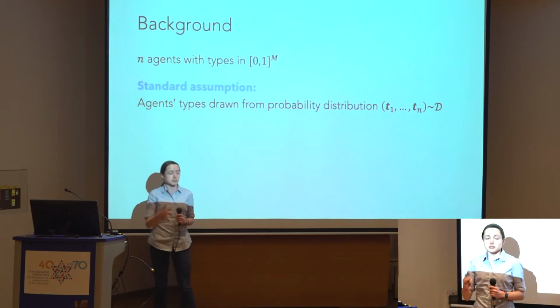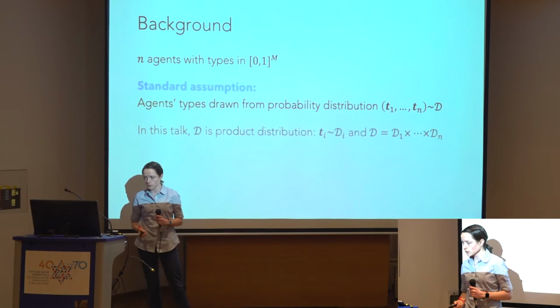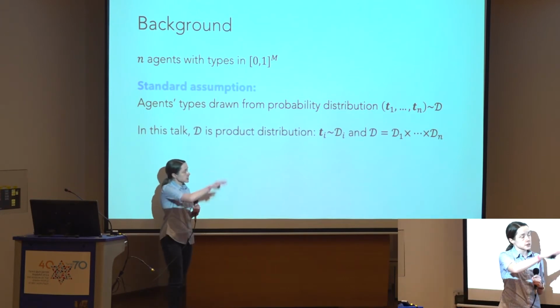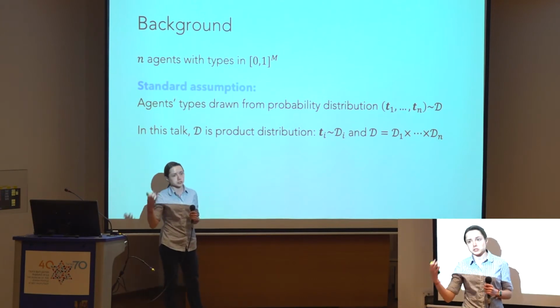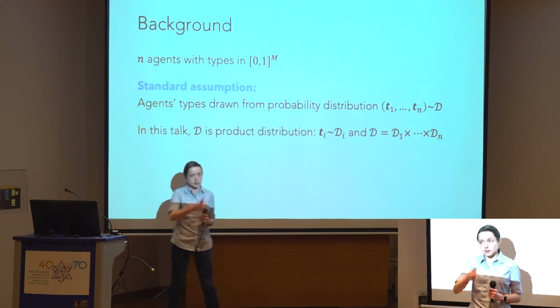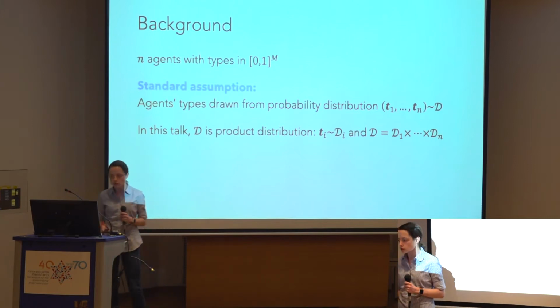And this distribution D is unknown, like in Nina's talk. So in this talk, we're going to require that D is a product distribution. So for each agent i, there's a distribution Di, and their type Ti is drawn from Di. And the distribution over types is the Cartesian product of these n distributions.